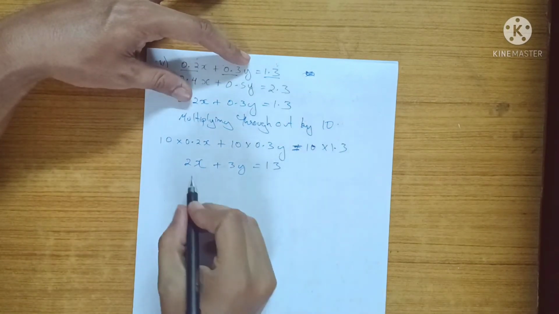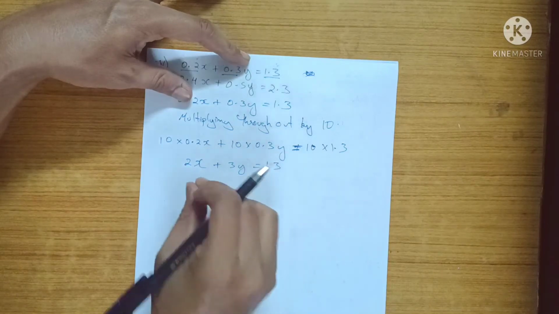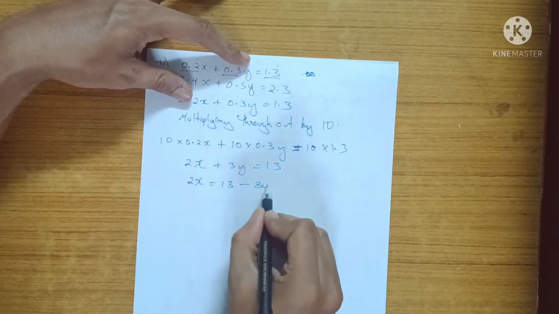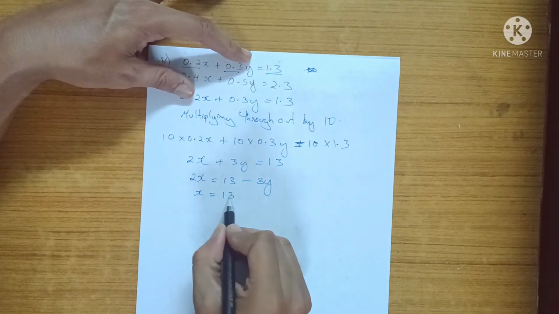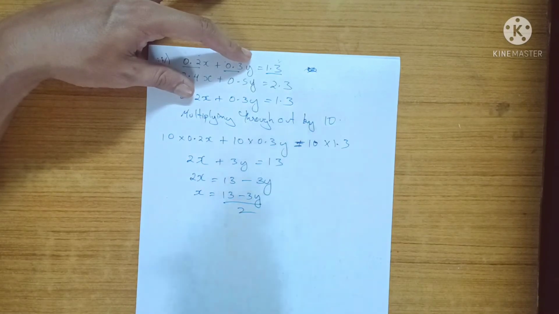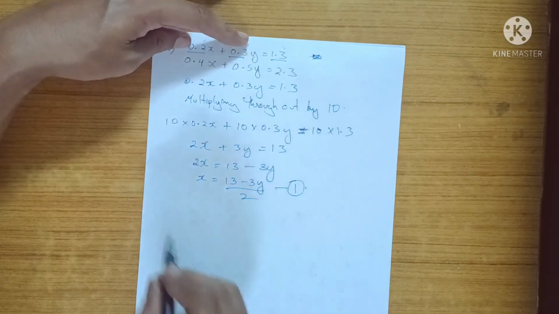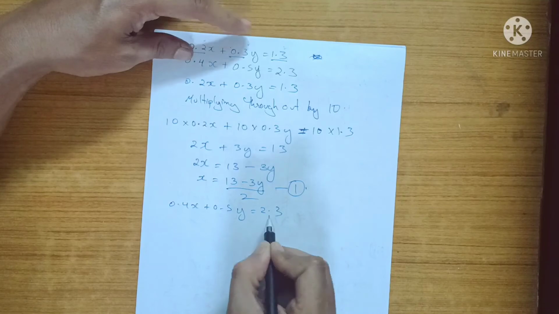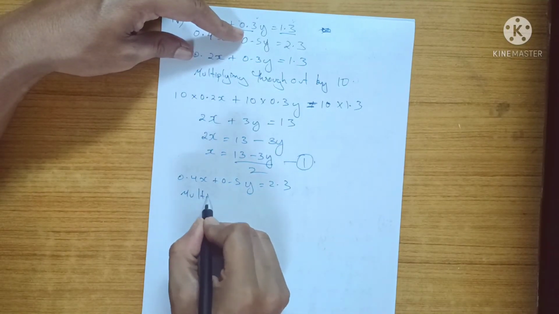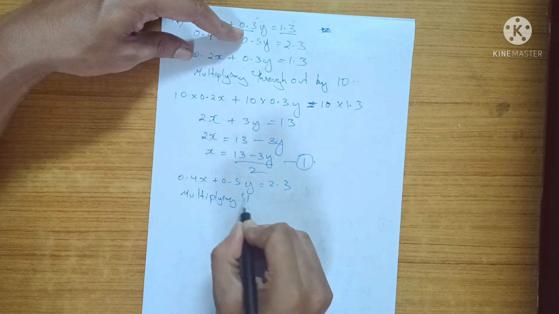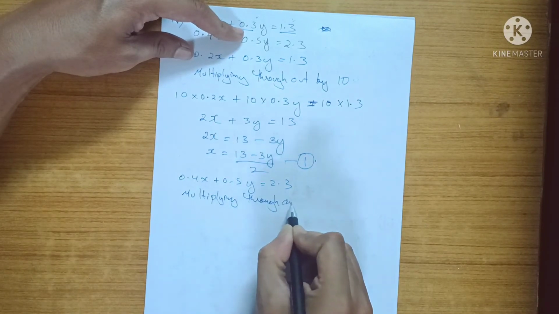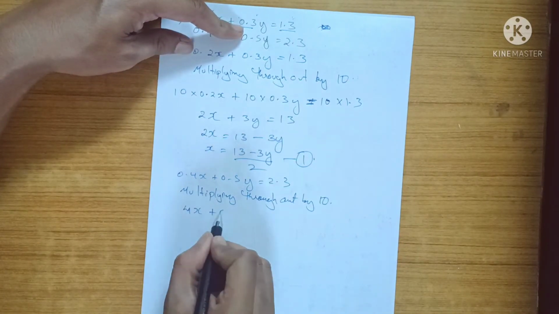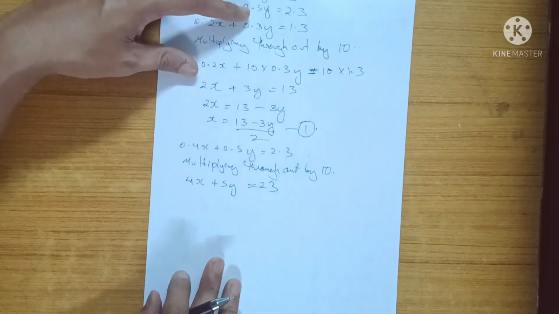Now let's keep either x or y this side and put everything else on the other side. So let me separate x. It doesn't matter which you separate, okay? It can be x, it can be y, doesn't matter. So this will be our equation 1. Now let's write the next equation. There is 0.4x plus 0.5y equal to 2.3. We can do the same thing which we just did, multiplying throughout by 10 again. So this will become 4x, this will become 5y, and this will become 23, right?